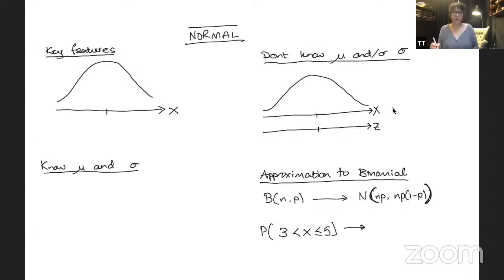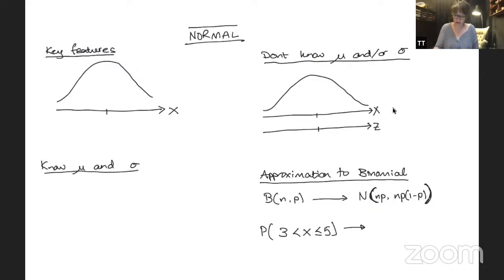Okay, so here we go with the normal distribution. There are three types of questions. One type of question is where you know the mean and you know the variance. Another type of question is where either you don't know the mean or you don't know the variance, or both. That's a really important distinction. And then the other type of question is when you're doing an approximation to a binomial problem.